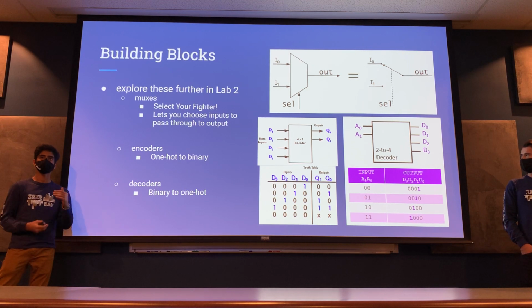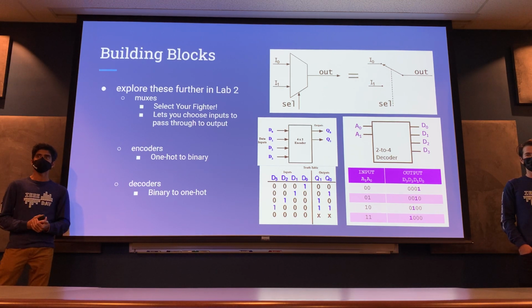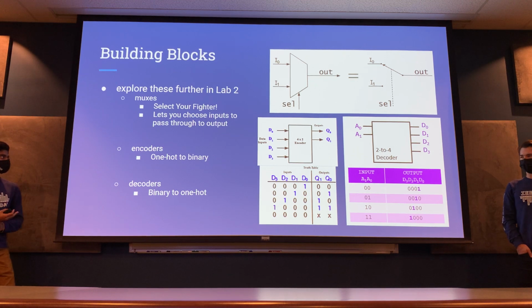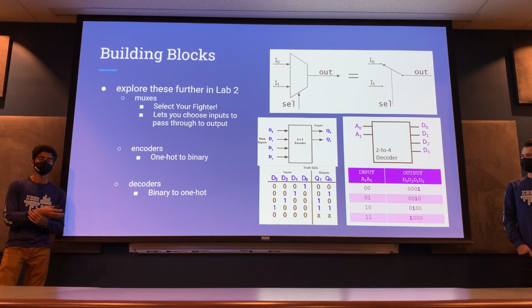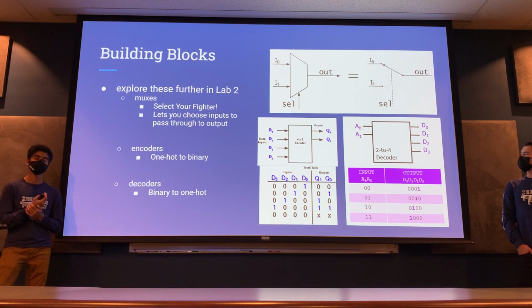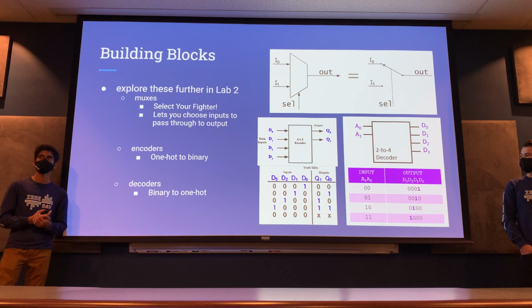So you can't ever change what kind of input you're giving it. And then encoders and decoders are a completely different thinking style. You can see them in the bottom four images. An encoder takes one-hot inputs and changes them to binary. One-hot we'll discuss in the next slide, but it's basically an encoding scheme for numbers where for every number only one bit can be hot or on. And then binary, it's just binary.